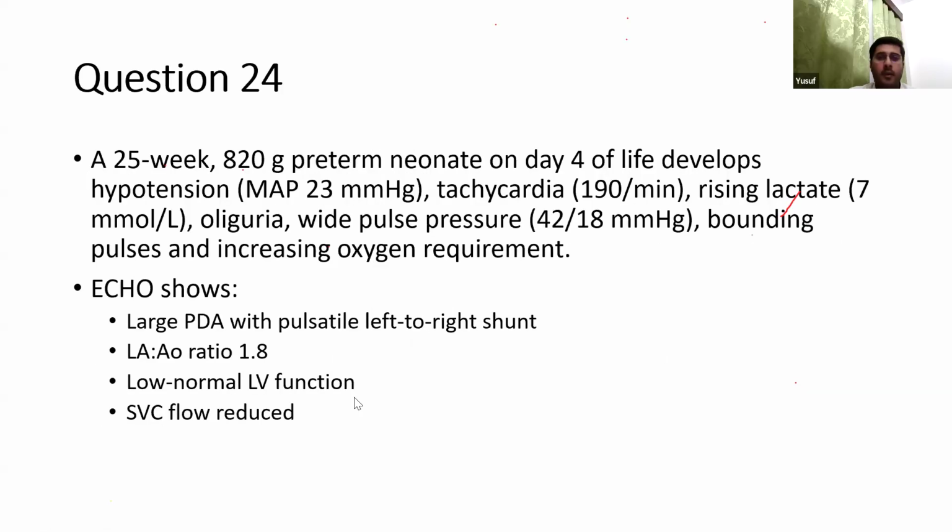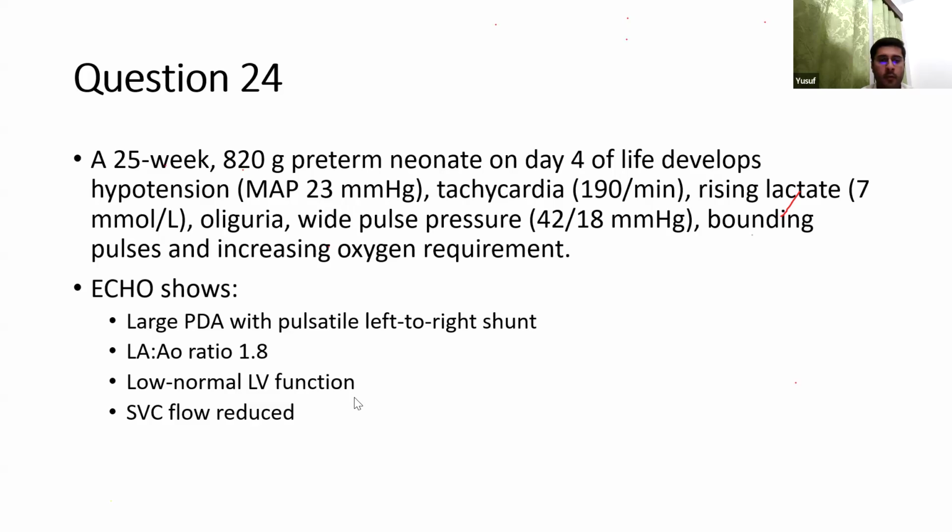We come to the last question of our discussion today. This is a 25-week, 820 gram preterm neonate on day 4 of life who develops hypotension and tachycardia. Blood gases show rising lactate levels, and the baby is passing less urine. On invasive blood pressure monitoring, the blood pressure is 42/18. On clinical examination, the pulses are bounding. His FiO2 requirements have skyrocketed overnight.